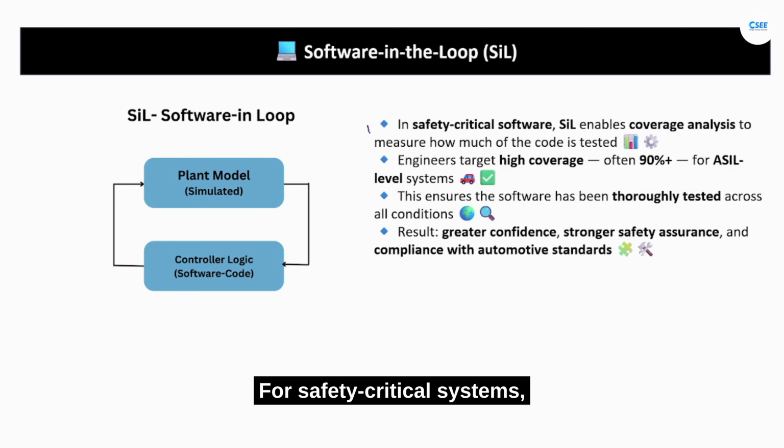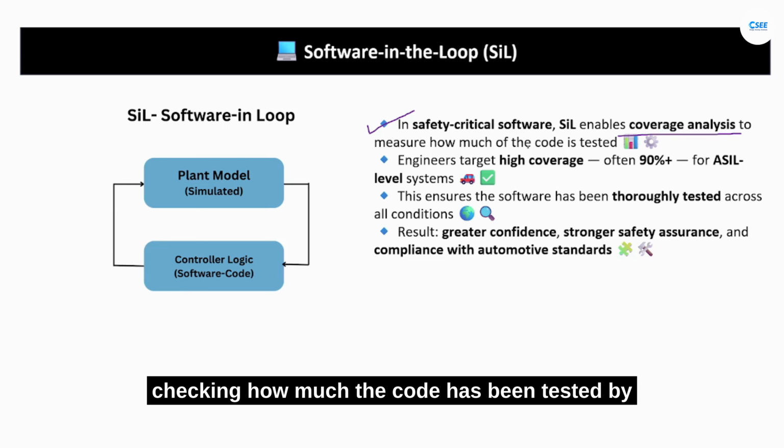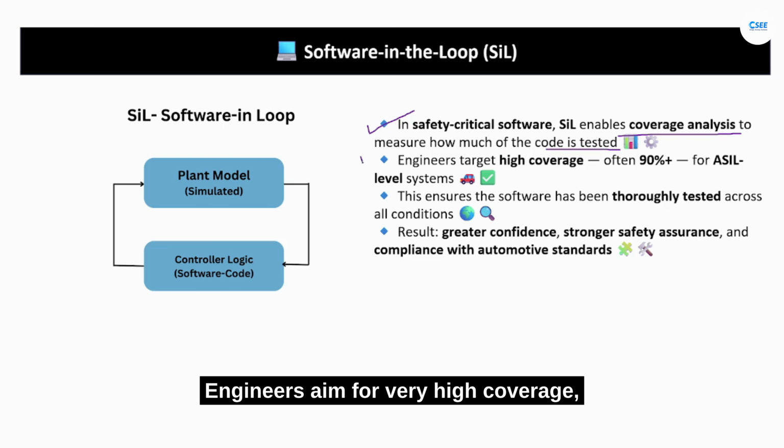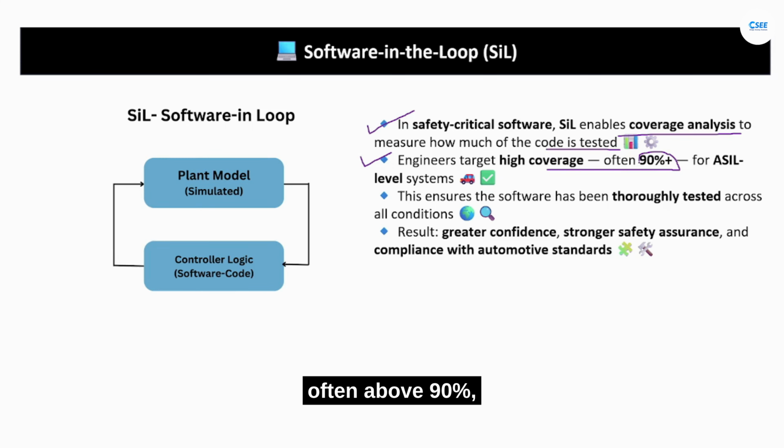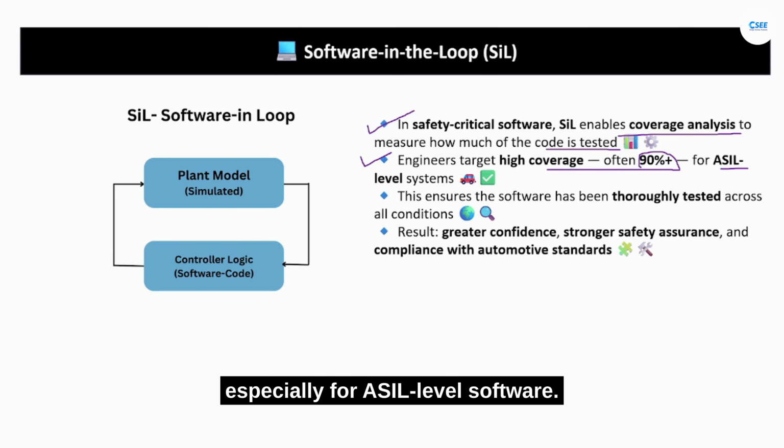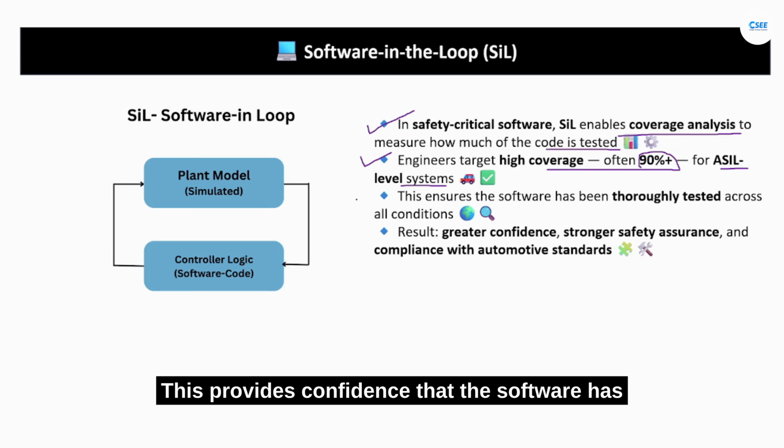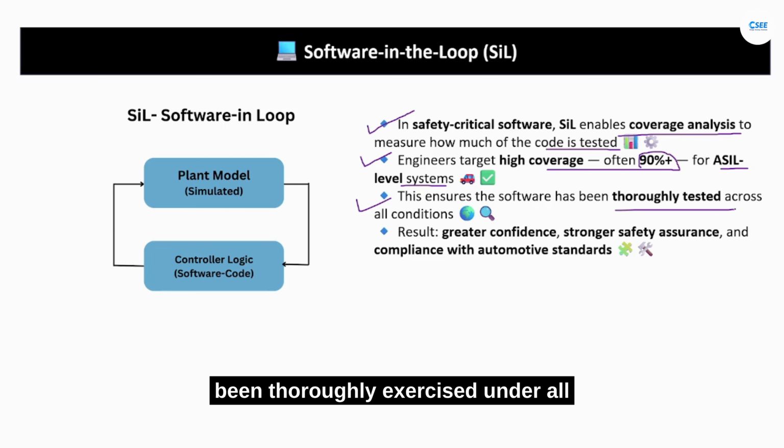For safety critical systems, SiL also supports coverage analysis, checking how much the code has been tested by simulation scenarios. Engineers aim for very high coverage, often above 90%, especially for SiL level software. This provides confidence that the software has been thoroughly exercised under all operating conditions.